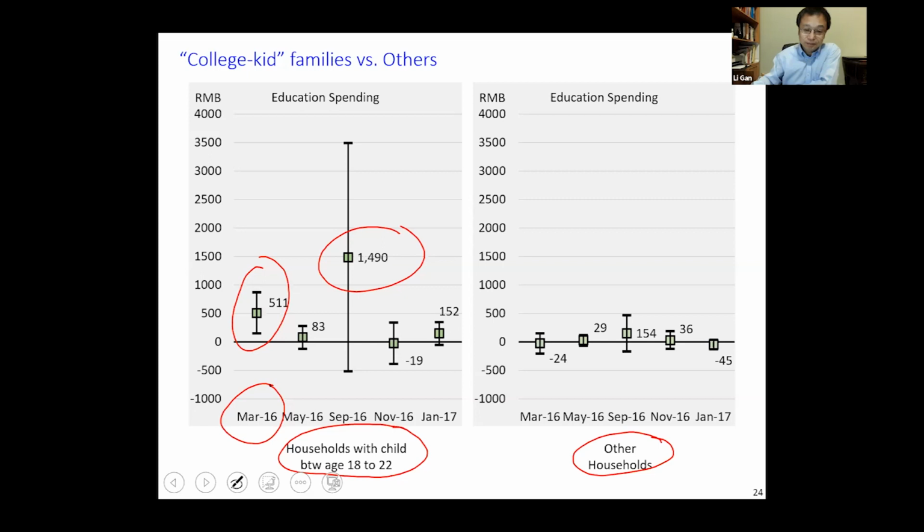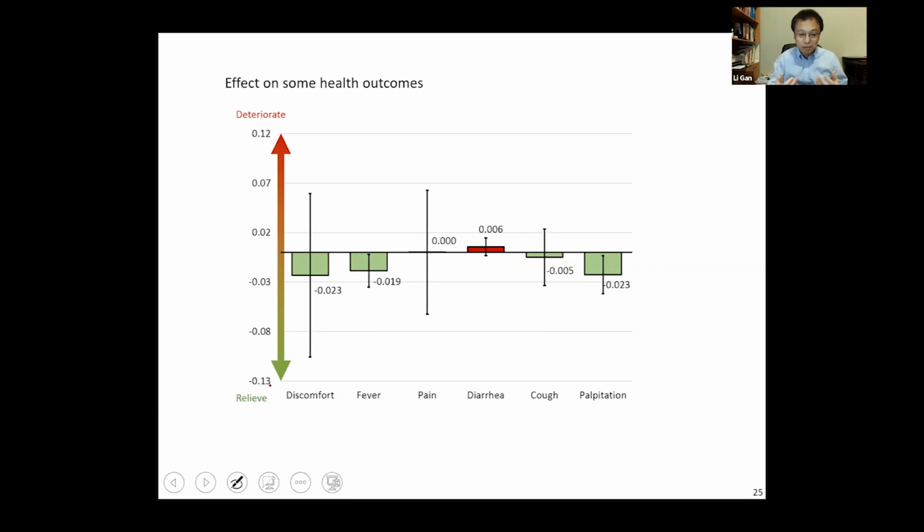All right, we also have some health outcomes. This is what we ask them: do they experience discomfort, fever, pain, diarrhea, a cough, and palpitation. So you can see that lower means better. You can see that there's a little bit lower discomfort and less of this palpitation. So there's some health benefit of this.